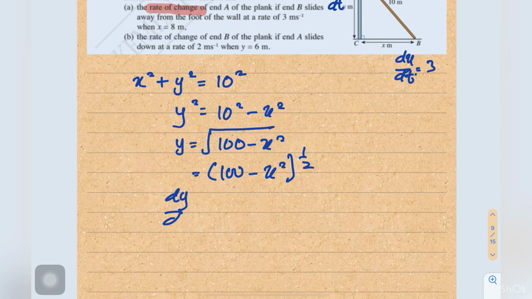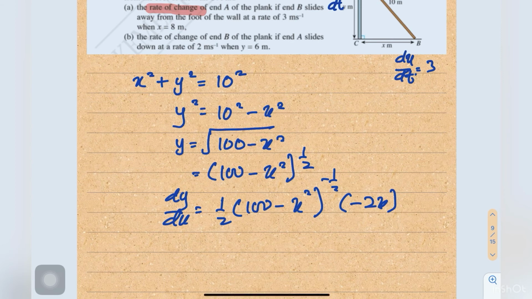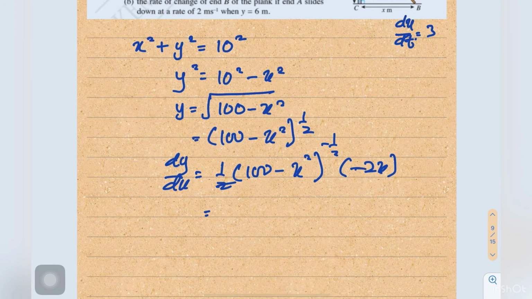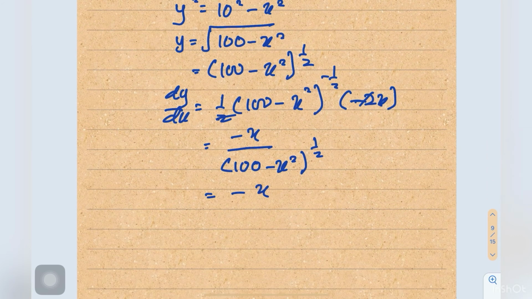dy/dx equals 1 over 2 times (100 minus x squared) to the power of negative 1 over 2, times negative 2x. This we can simplify: negative x over (100 minus x squared) to the power of half, or negative x over the square root of 100 minus x squared.